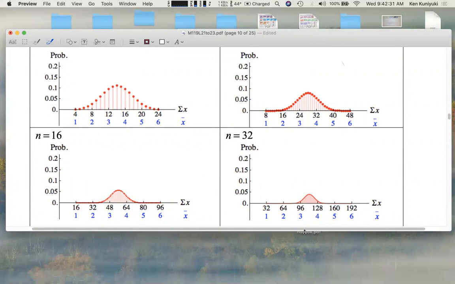N equals 32, very tight clustering around 3.5, very, very bell-shaped. In fact, by the time n gets past 30, like 31, 32, and so forth, it's official. We can call this approximately normal.